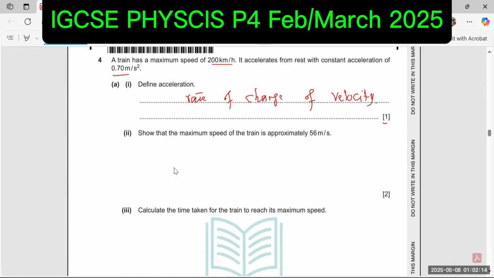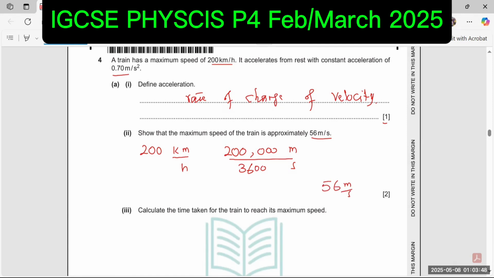Show that the maximum speed of the train is approximately 56 meters per second. The speed is given as 200 kilometers per hour, so we have to change it into meters per second. I will change kilometers into meters, so that will be 200 and 3 zeros divided by 3600, as there are 3600 seconds in 1 hour. That gives 56 meters per second.